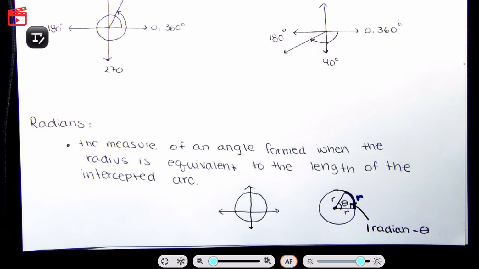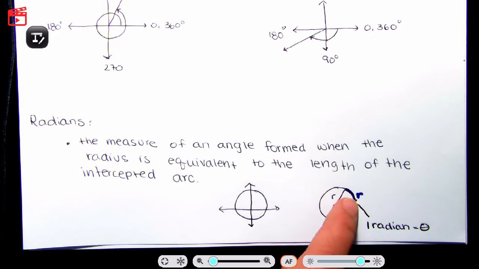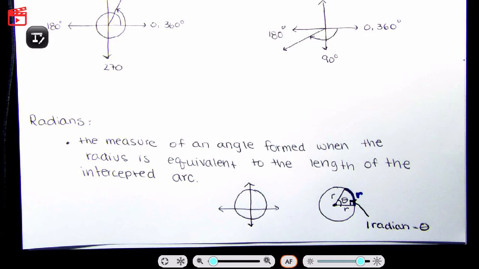Let me try it again. I feel like I butchered that. 1 radian is when you have the radius equal to the arc. Both of these are going to have the measure of the radius. That angle that they form, that's going to be 1 radian. And 1 radian is the angle that is formed when you have the radius and the length of the arc the same. I think I said that multiple times, so I'm not sure if that came across clear. I apologize if that did not.